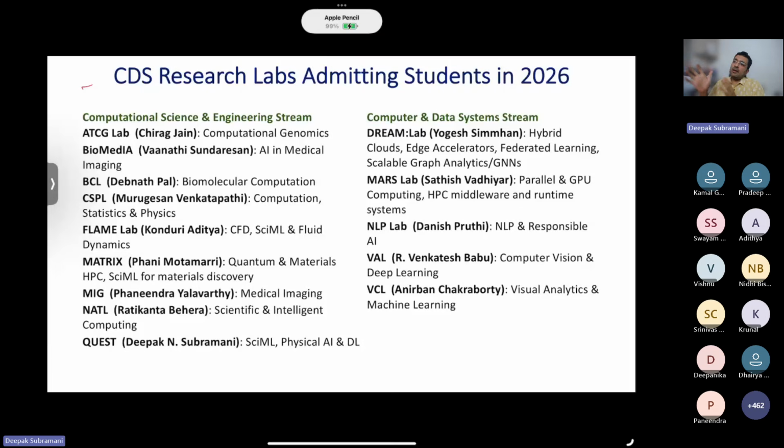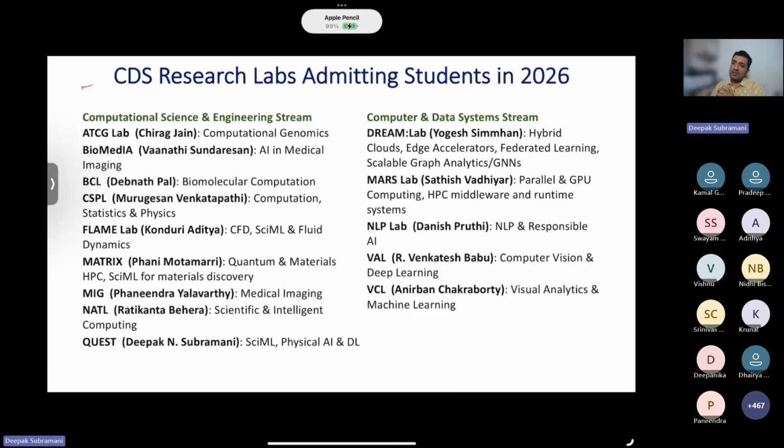On the computer and data system side, Professor Yogesh Simhan, one of the topmost distributed labs in the country, is the Dream Lab, where you work on hybrid clouds, edge accelerators, federated learning, scalable graph analytics, graph neural networks. I don't think there's any other lab in the entire India which works on that kind of combination of distributed systems computing. Same with Mars Lab, where we have parallel and GPU computing, HPC middleware and runtime systems.